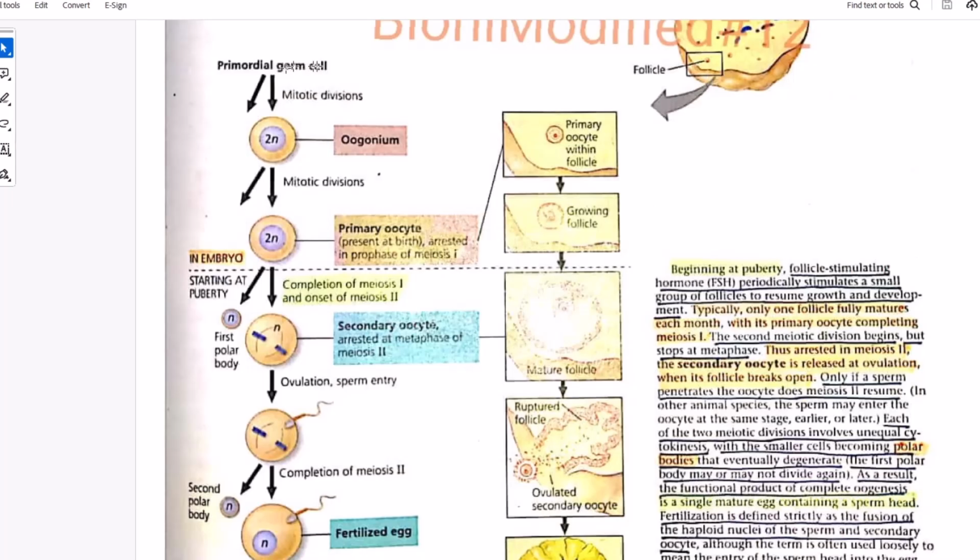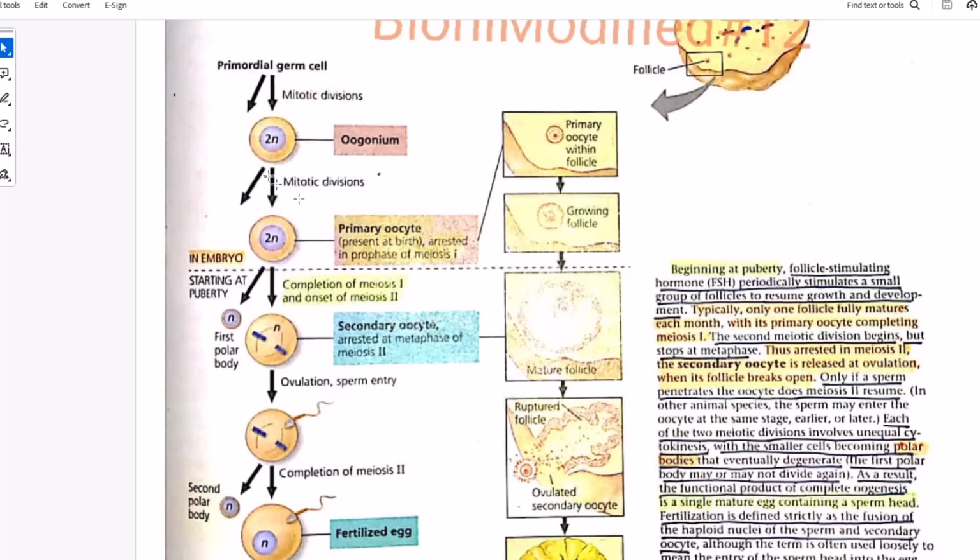Primordial germ cells, and these primordial germ cells are a special kind of stem cell. That means they have two properties, division and differentiation. By repeated mitotic division, these primordial germ cells will develop into the oogonium cell, and this oogonium cell again undergoes mitotic cell division, and then it undergoes meiosis 1 cell division, and this will form the primary oocyte. But this meiosis 1 cell division will be arrested at prophase, right?